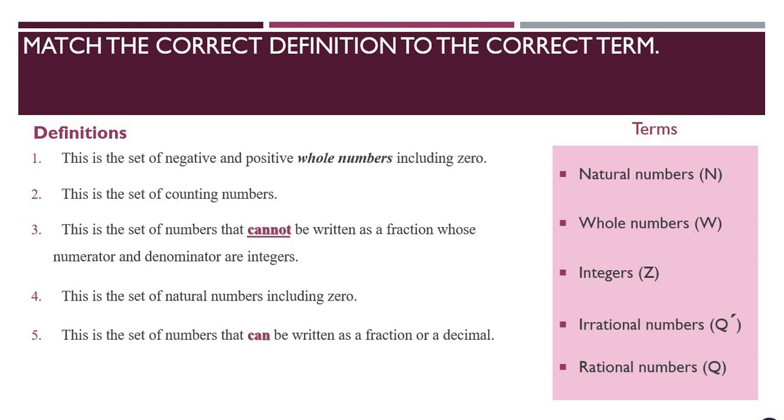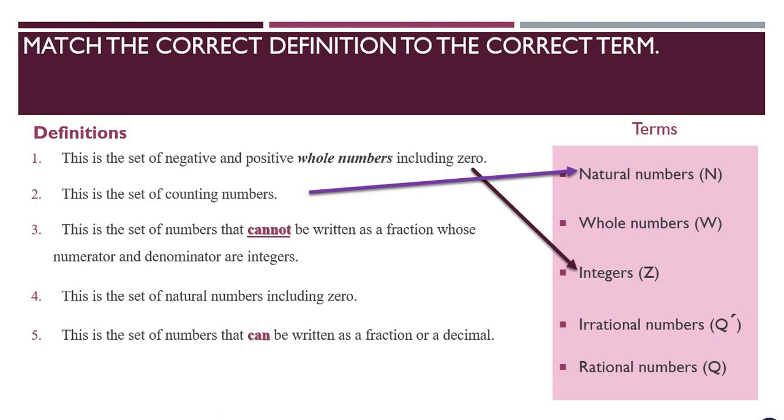So for number one, which one of those would you say fits the description of number one? This is the set of negative and positive whole numbers including 0. Integers, then you are absolutely correct. Number two, this is the set of counting numbers. If you said natural numbers, then you are correct.